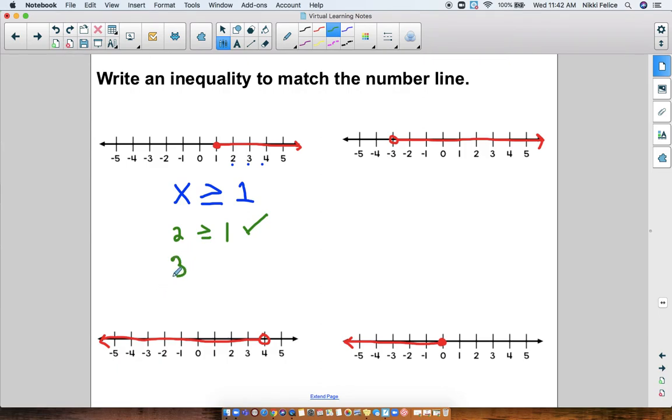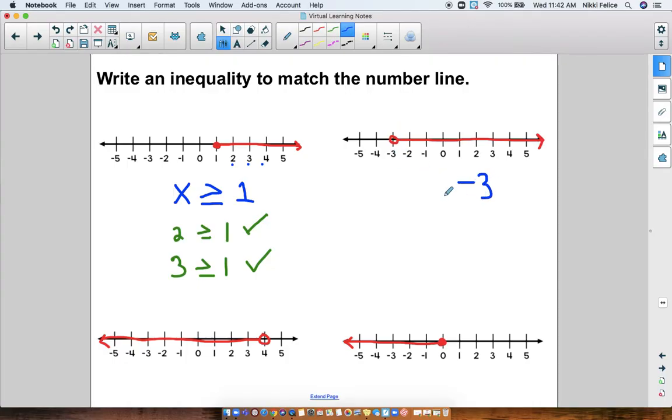3, that was another number that we have colored by the arrow. If I put 3 in where x is, does this make sense? Is 3 greater than 1? Yeah. So that's how I know I did it correctly. Let's look at number 2. Well, my magic number is negative 3 because that's where the circle is.